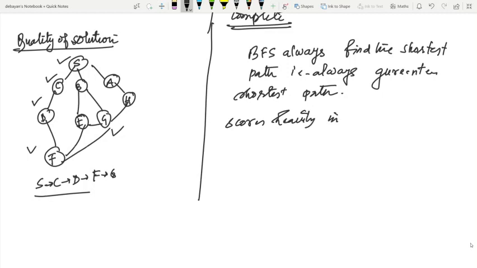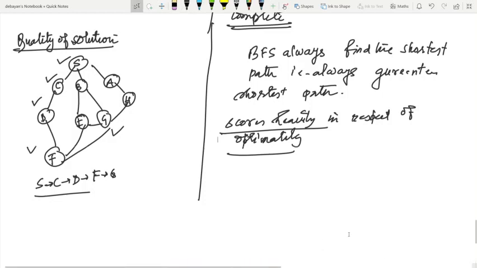So BFS scores heavily in respect of optimality. But in case of DFS we may not find the optimal path. So that's why, in respect of optimality, BFS will score heavily compared to DFS.